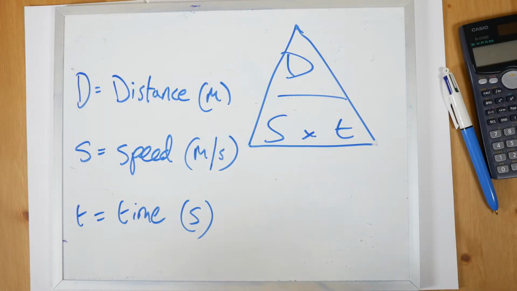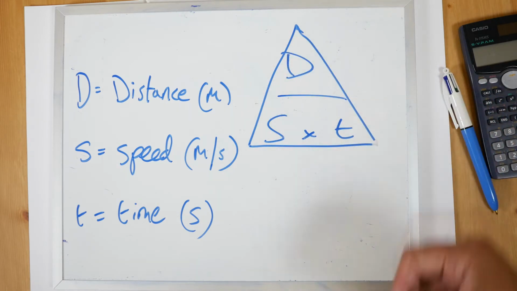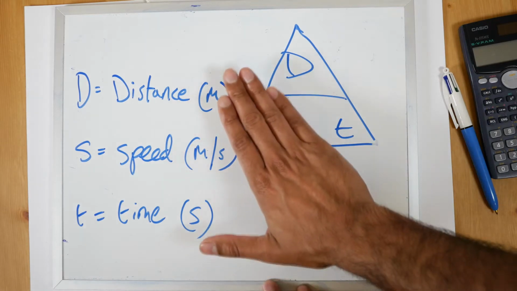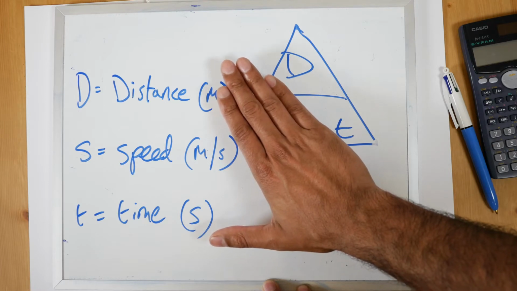Today we're going to be looking at speed, distance and time. Now the equation here is represented in this triangle, just like any other triangle you might see in physics. So let's figure out how we're going to use it. If we're going to work out speed, we need to cover up the S, and what we're left with is distance divided by time.